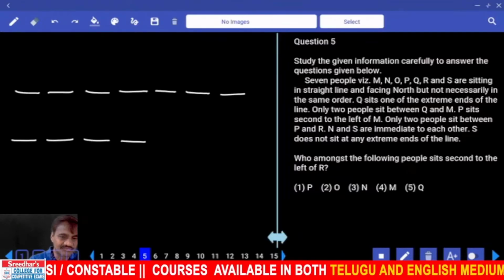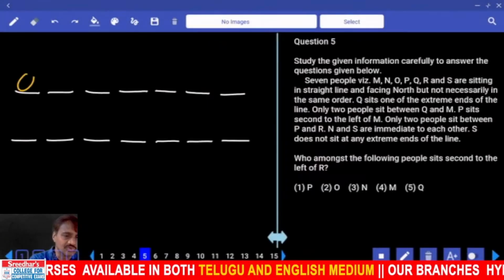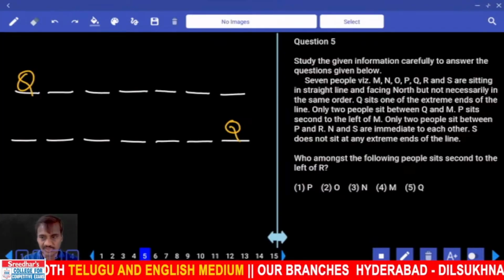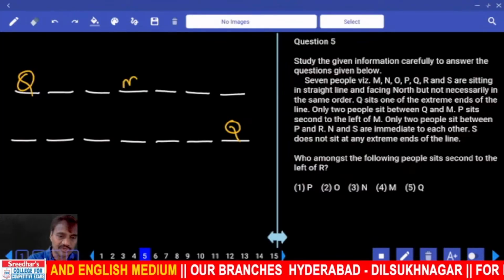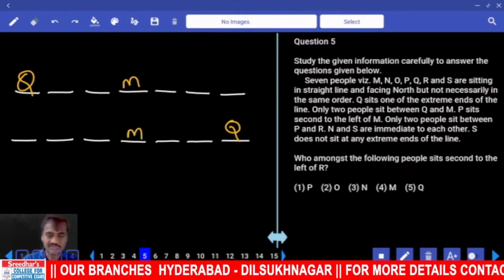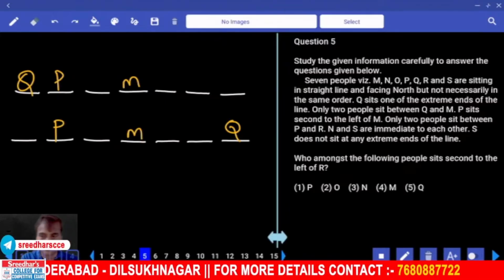Q can be either at the left extreme or at the right extreme. There are 2 different possibilities. The next one, only 2 people between Q and M. Now here again there are 2 people between Q and M. And P sits second to the left of M, P is here.